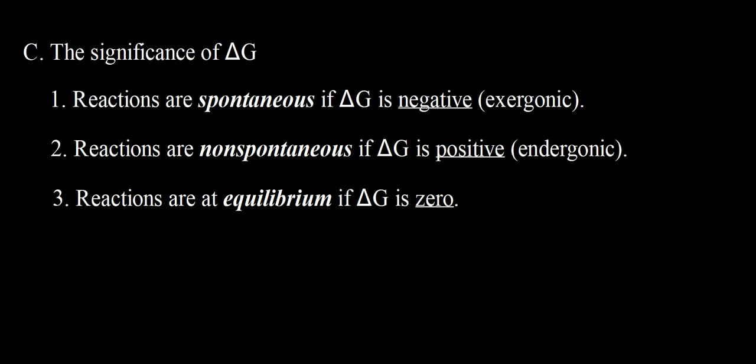Conversely, if delta G is positive, that means the process is non-spontaneous, or it is not thermodynamically favored and will not occur by itself. What if it's neither positive nor negative, but rather zero? If delta G is zero, that means both the forward and reverse reactions are spontaneous. And when is that the case, where both reactants and products are favored? That would be at equilibrium.